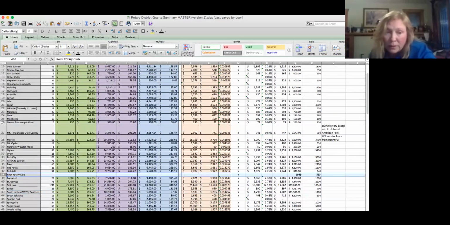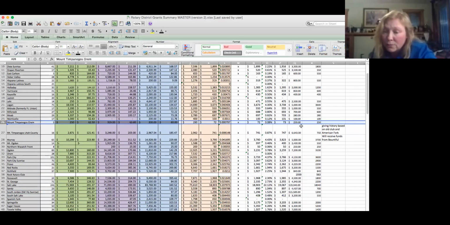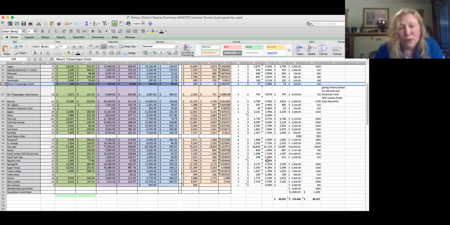Mount Timpanogos Orem this year only asked for $250. We went ahead and gave them that $250. But for the most part, 400 they asked for. We try and make sure that there's at least a minimum of $500 there, unless they ask for less, just because you can't do a project with less than $500. It's just not a big enough carrot to give them a $100 grant. Yeah. And it's a lot more work to do it than it is to come up with $100 for dictionaries or whatever.